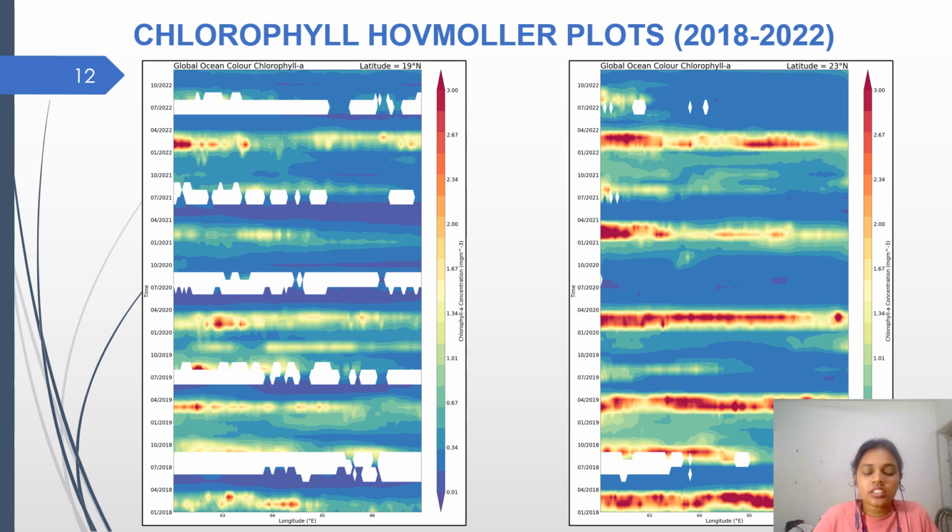One considered is at the lowest latitude of the study area, and one is at a higher latitude of the study area, 23° north. Compared with the lowest latitude, alkaline plume presence was more common at the higher latitude, and it is quite evident that the alkaline plume presence is mostly during the northeast monsoon period, from January to April.